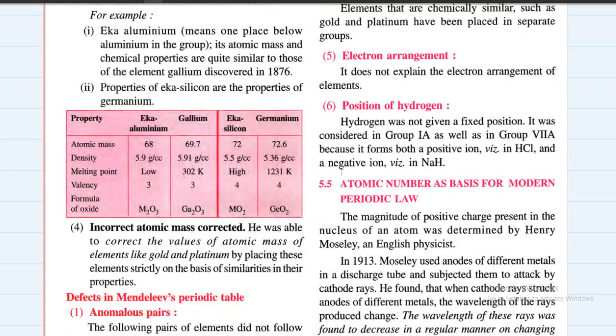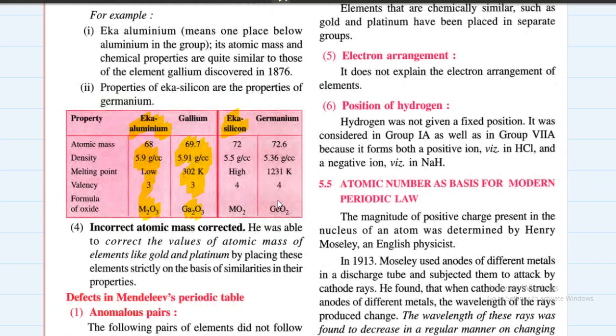So you can see the properties which were given by Mendeleev of Eka aluminium and Eka silicon. These are the properties given by Mendeleev. And these are the actual properties of gallium, that is the undiscovered element then. So similar to the properties given by Mendeleev. And similarly, you can see the similarities between the properties of Eka silicon, which was predicted by Mendeleev, and germanium, which is the actual element which was discovered later.